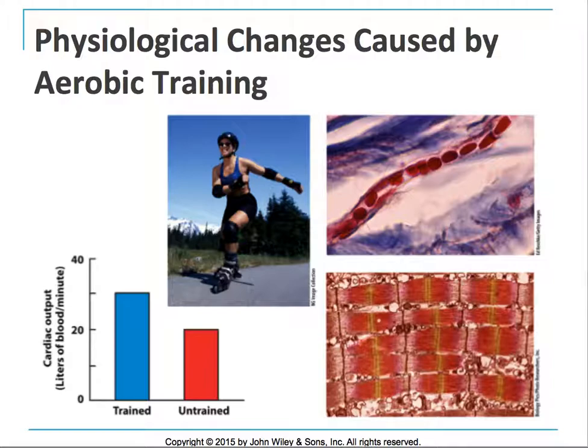Physiological changes caused by aerobic training. This is an enlarged picture of muscle tissue. Certainly, muscle tissue is going to become stronger the more you engage in activity. This is a blown up picture of a blood vessel. You can see these red blood cells just kind of chugging along. Your heart rate and ability to move blood and oxygen throughout your body is increased also as you increase your physical activity.